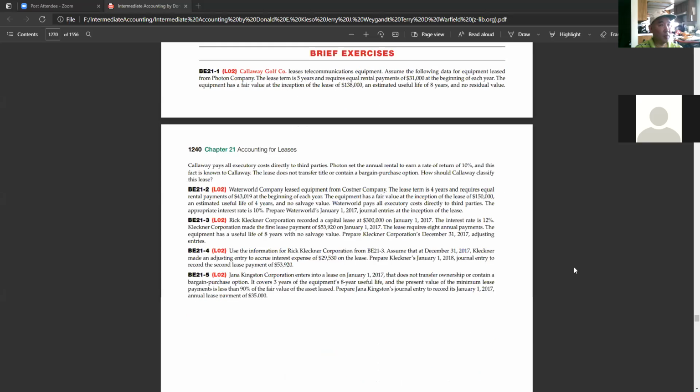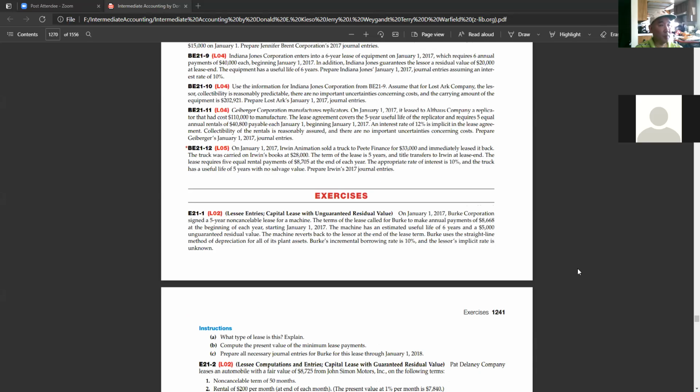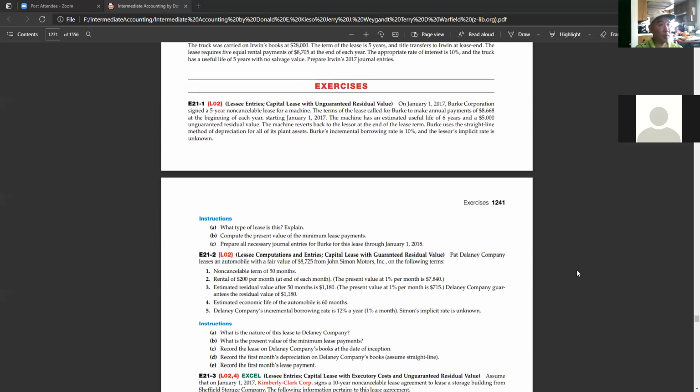Let me share the screen. I want to try exercise 21-1, the first part first. Okay, so how about this? Take a second to read this or find this problem.